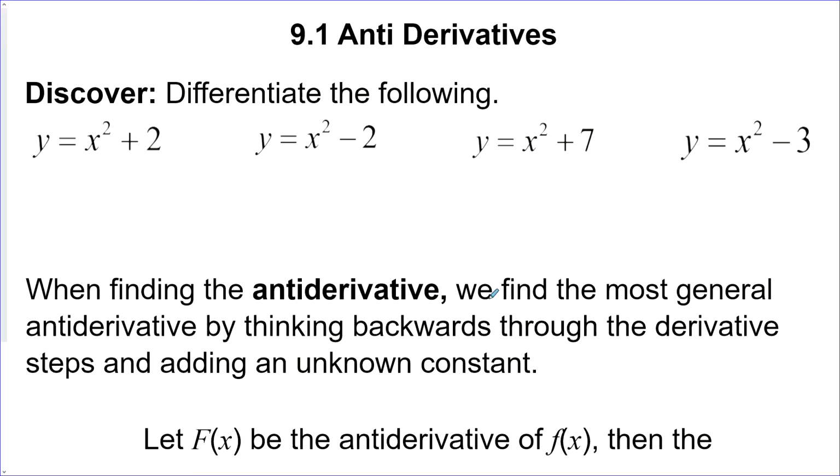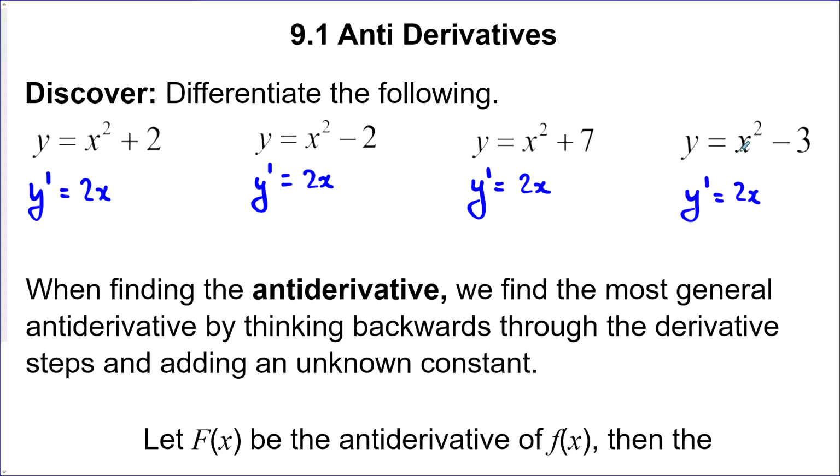Oh man, again? 9.1 antiderivatives. Let's take the derivative of these equations and look for a pattern. The derivative of x squared plus 2 is just 2x plus 0 because the derivative of 2 is 0. For the derivative of this one, y prime is equal to 2x plus 0 again because the derivative of negative 2 is 0. And we do it again and we see that in every one of these cases we're getting the same derivative even though the original equation is different.